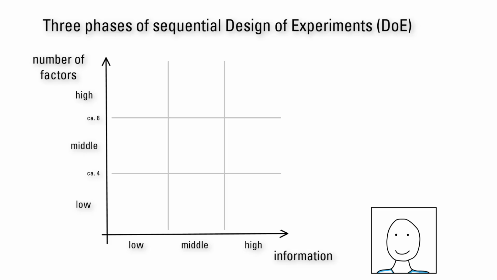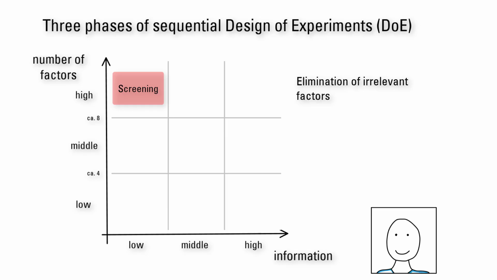STAVEX leads you through all the three phases of experimental design, from an initial screening over a more detailed modeling of the system to the final optimization. At the beginning, it's not clear which factors really have an impact on the process. If there are many factors, first an initial screening is carried out. The aim of this phase is to eliminate the least important factors.